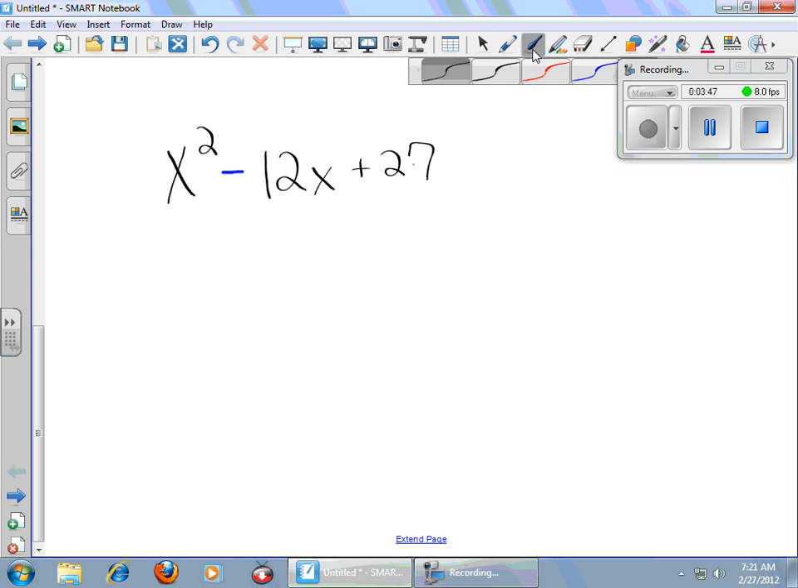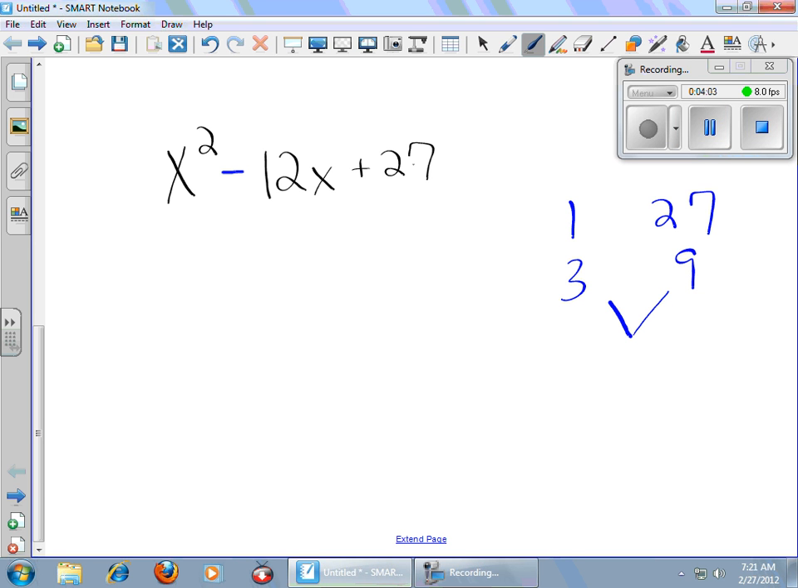So I'm going to list the factors of 27. 1 and 27. 2 doesn't go in evenly. 3 goes in 9 times. 4 doesn't go in. 5 doesn't go in. 6 doesn't go in. 7 doesn't go in. And 8 doesn't go in. And I know I'm done because these converge to a center. So all I have to do is check all the numbers between 3 and 9. And I have all the factors.